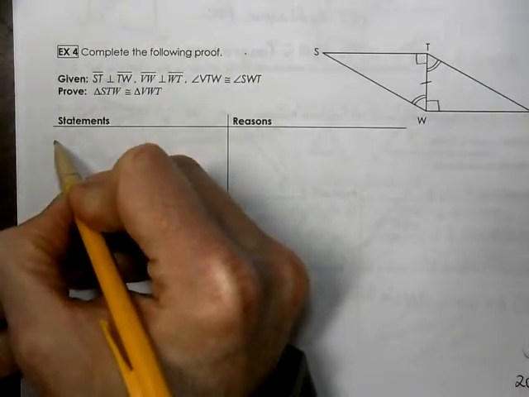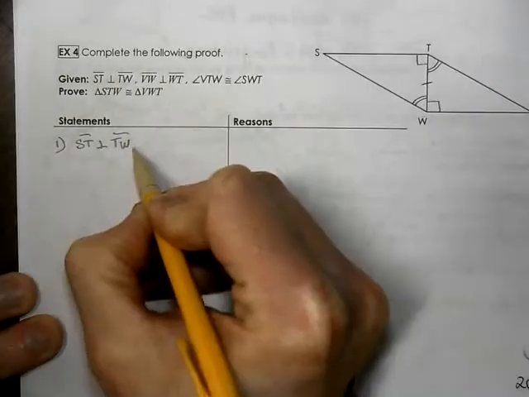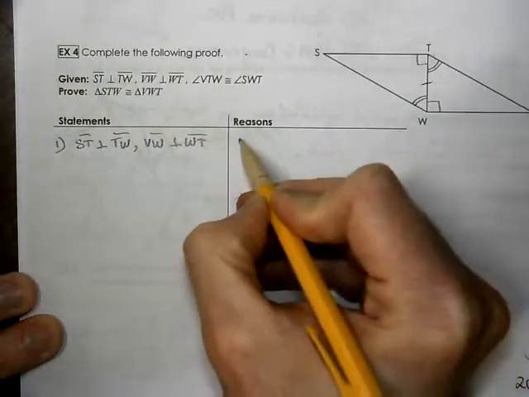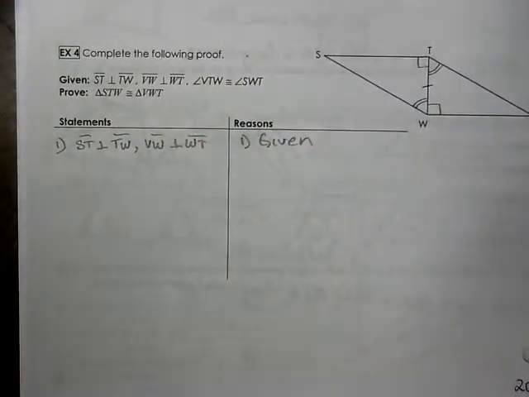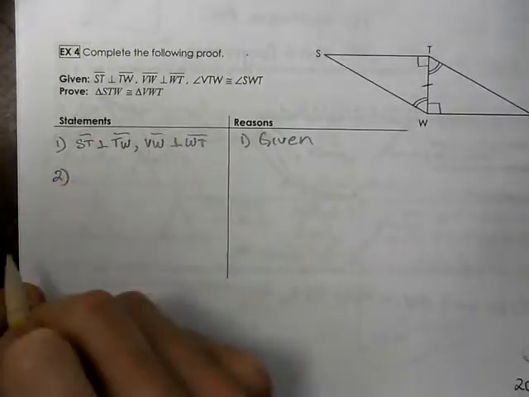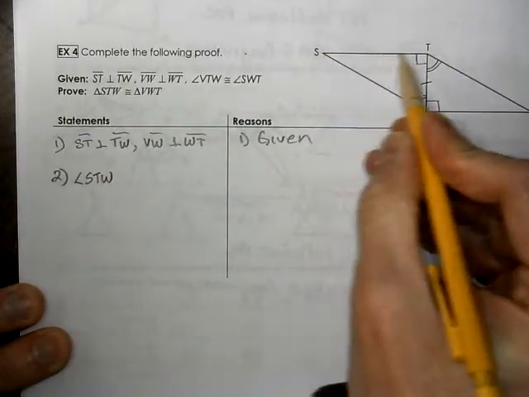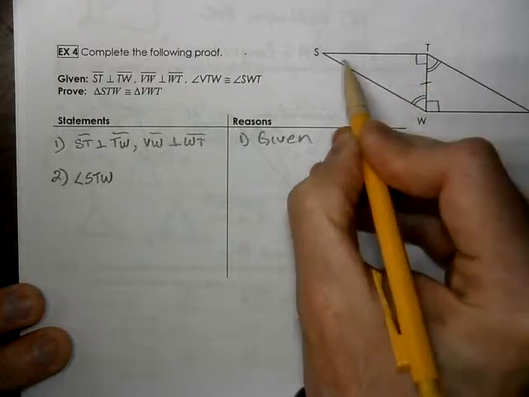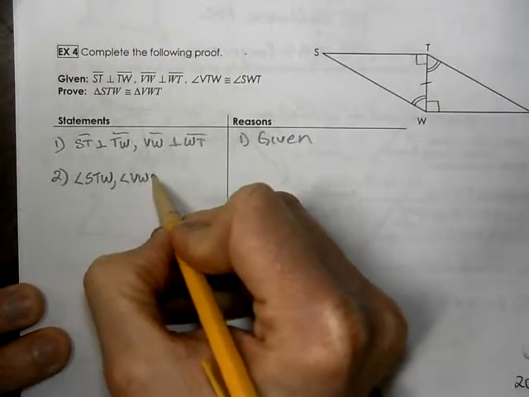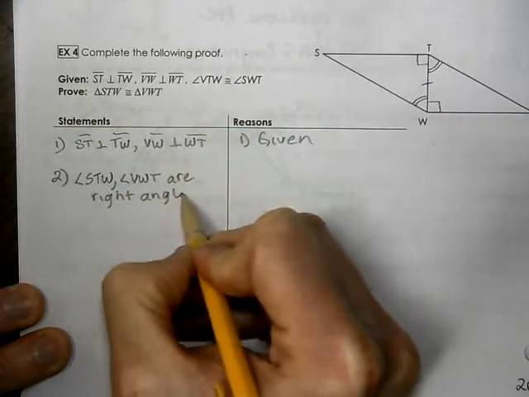So we're going to start with our given information that ST is perpendicular to TW. And we're also going to say that VW is perpendicular to WT. That comes from our given information. What does it mean to be perpendicular? If you have perpendicular lines, then we know that angle STW, angle VWT, we know that they are right angles.